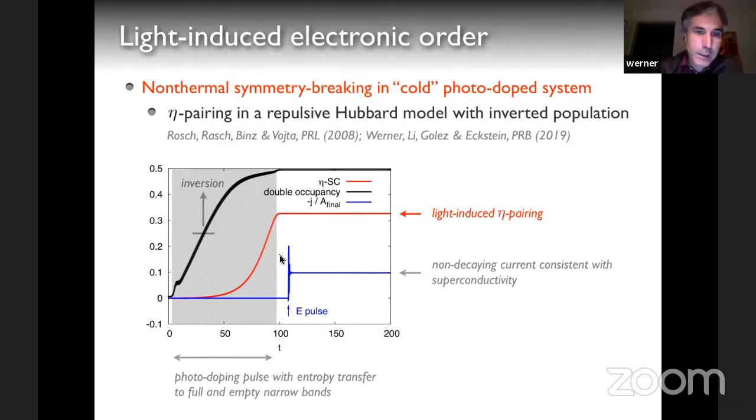And we can directly prove that this is a superconducting state by applying a short half cycle field pulse to the system. And you can see that after such a pulse, the current does not decay, which shows that this is a superconducting state. So that's nice. We can actually now explicitly prepare the eta paired state in a Hubbard model, thanks to this trick.